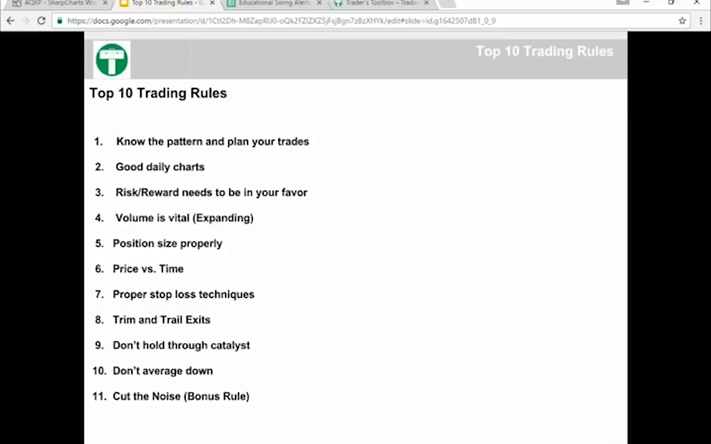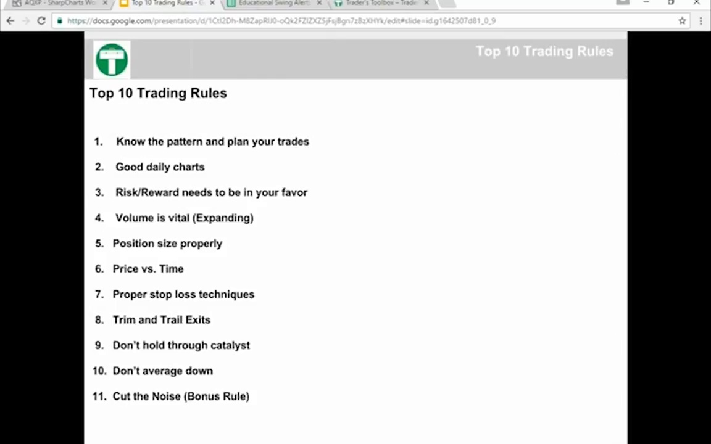But anyways, position size properly. A couple of thoughts on that. I'm a person that I don't like to lose more than 2% in any given trade. Okay, so let's just do the math. For reference here, round numbers. Let's say I have a $100,000 account. I'm a 2% person, so I don't want to lose more than $2,000 on any given trade. I'm willing to risk $2,000.